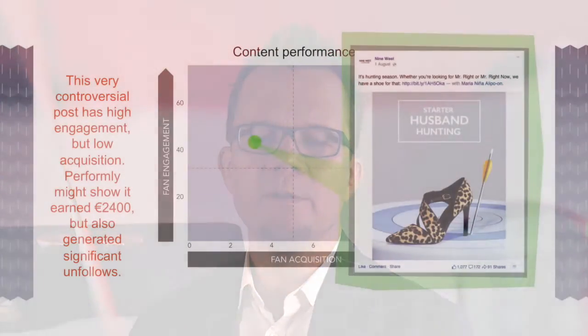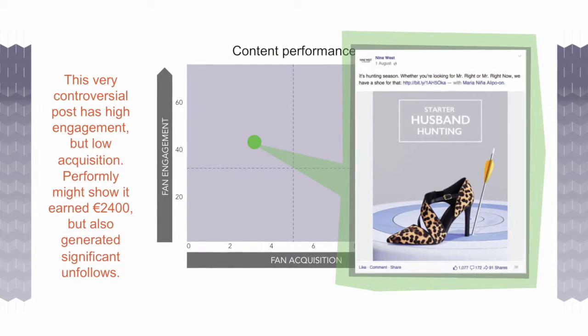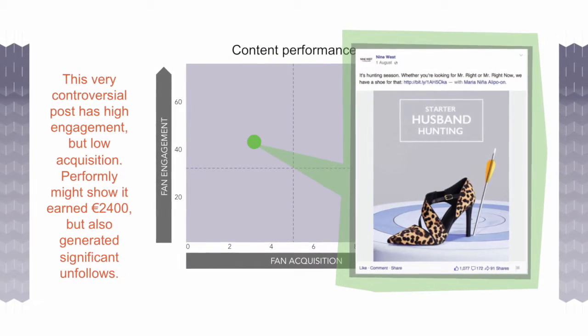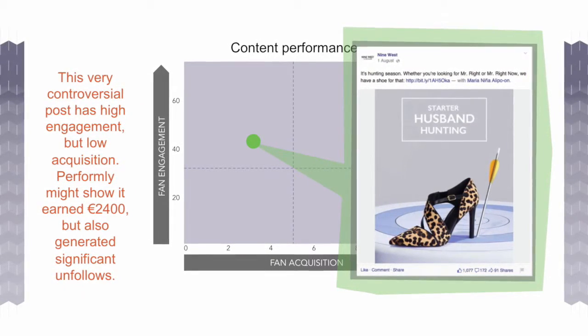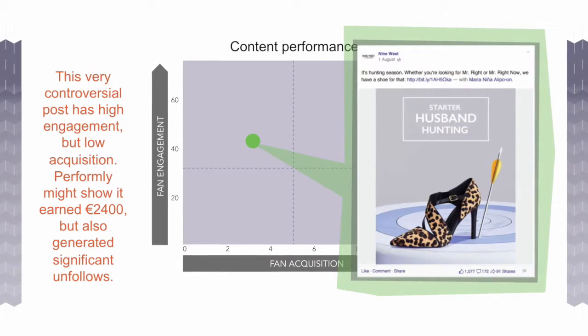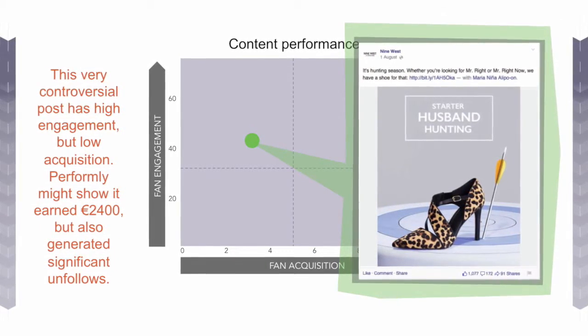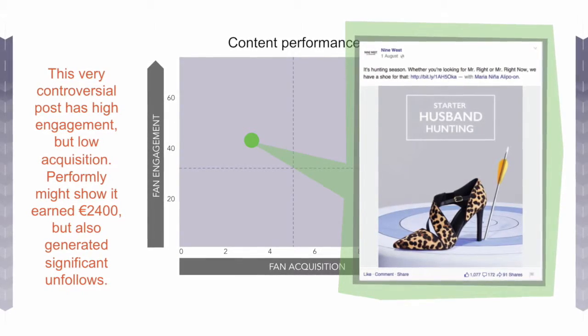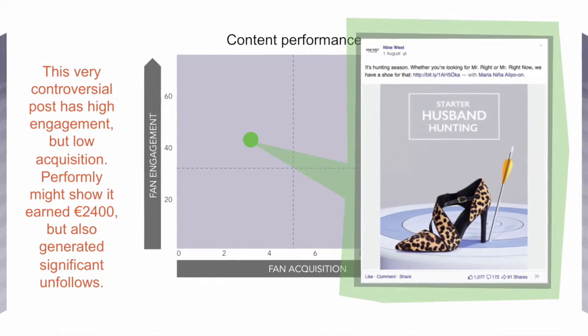So this post is a good example for a very controversial post. It's about the husband hunting season. So if you buy these kind of shoes, you might find the right husband. So this was very offensive to a lot of fans on Facebook. So a lot of discussion, a lot of engagement, but not necessarily positive engagement, and fairly few likes.